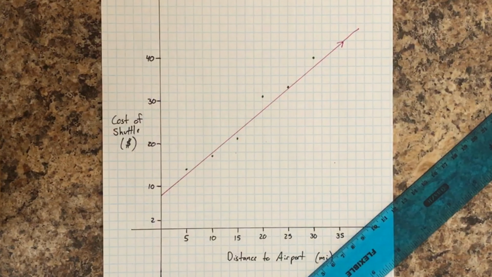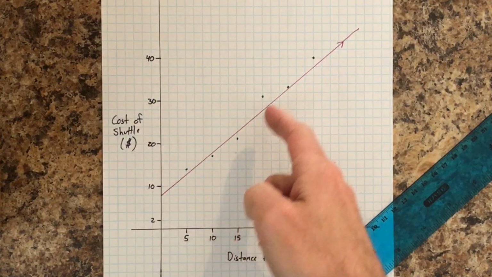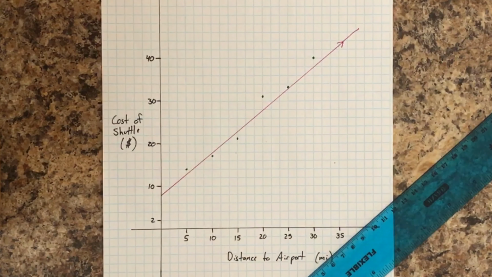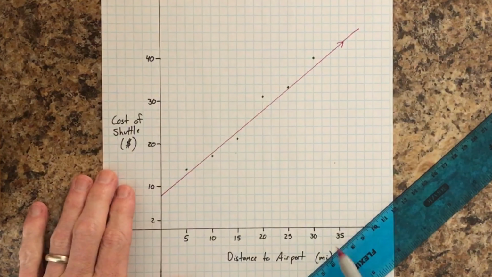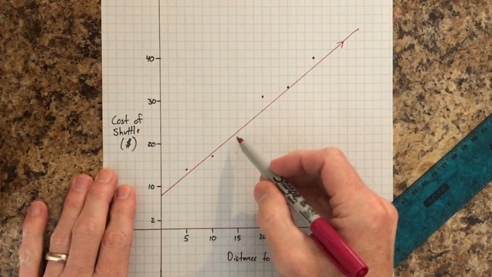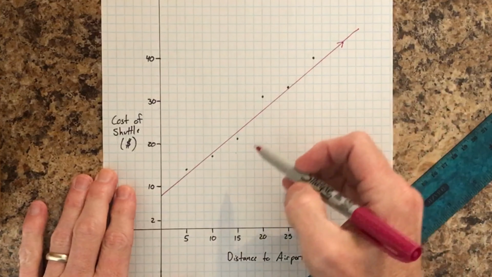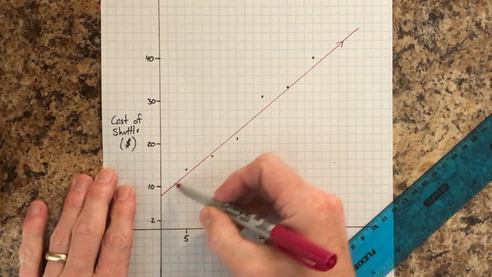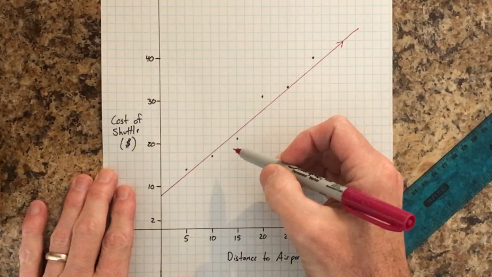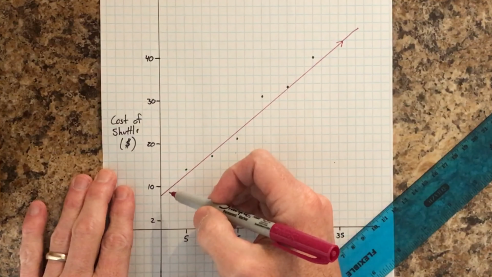Our next task is to find the equation of this line of best fit that we just drew. To do that, we're going to take note of a couple of things. First, we do not want to pick data points. We want to pick points on the line. We're trying to find the equation of this line, so we need points on this line.